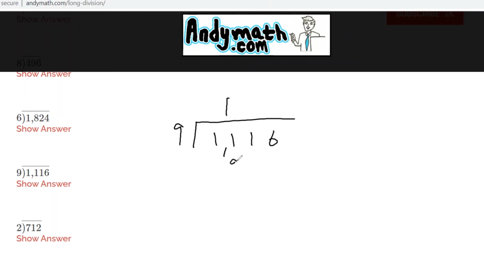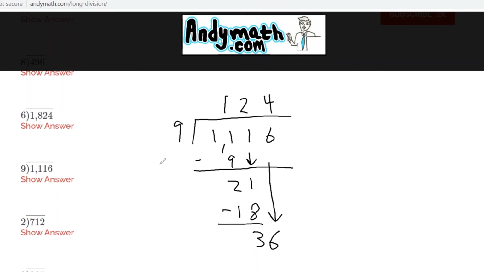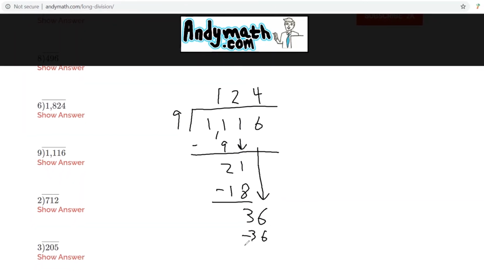And then we do 1 times 9 gives us 9, and we subtract, and we get a 2, and we bring down this 1. Now, how many times does 9 go into 21? Goes in twice. 2 times 9 is 18. 21 minus 18 is 3. Then I bring down the 6. Give me 36. 9 goes into 36 4 times. 4 times 9 is 36.